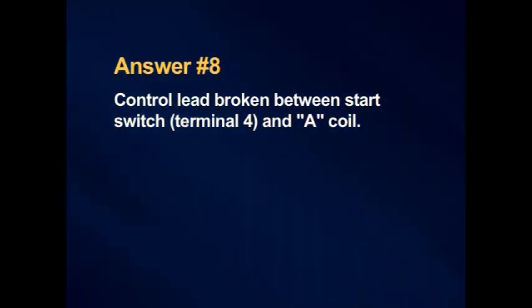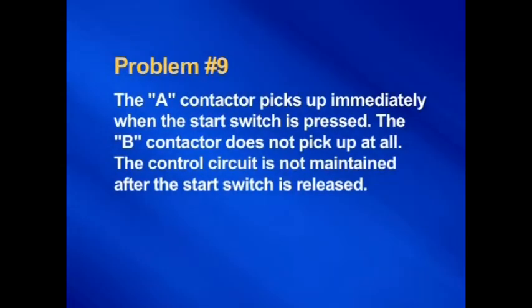And that's that. Problem number 9. Should the apprentice at the testing center draw problem number 9, it'll read as follows. The A contactor picks up immediately when the start switch is pressed. The B contactor doesn't pick up at all. The control circuit is not maintained after the start switch is released.